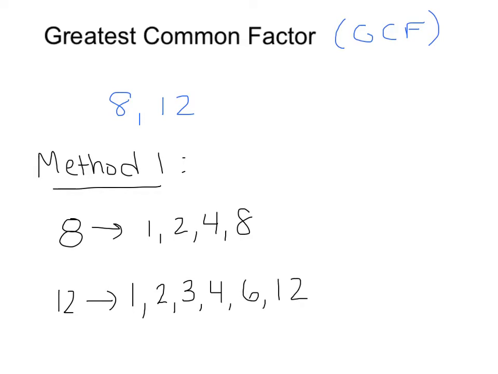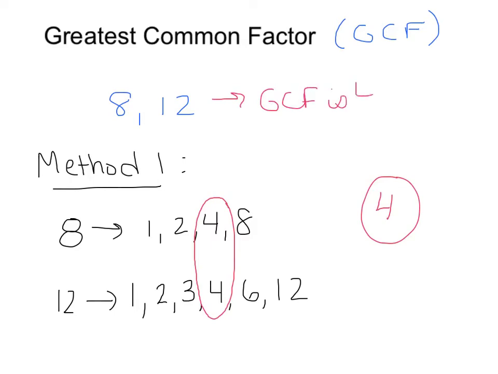Looking at these two lists, the number which is the largest that they have in common would be 4. So I would say the greatest common factor of 8 and 12 is 4. So the method 1 that we covered is a method called listing. You're going to list what are the factors and then decide which one's the largest.